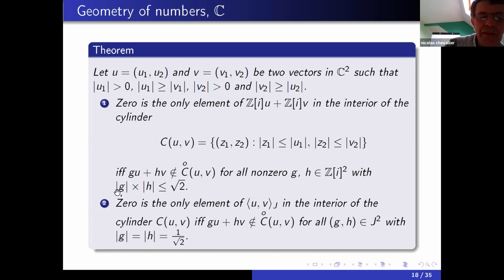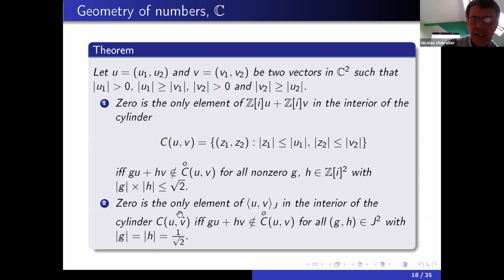This means that we have very few things to check, because the modulus of G can be only 1 or square root of 2. G can be only 1 or I or minus 1 or minus I, or 1 plus I and the multiplication of this complex number by I, minus 1 and minus I. This means that there are very few pairs G, H which satisfy this inequality. And we have just to check that these vectors are not here.